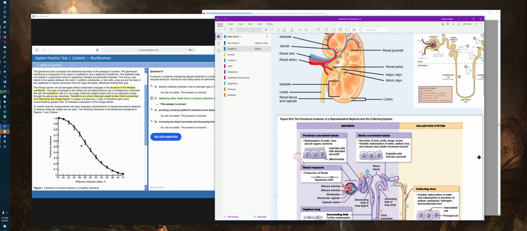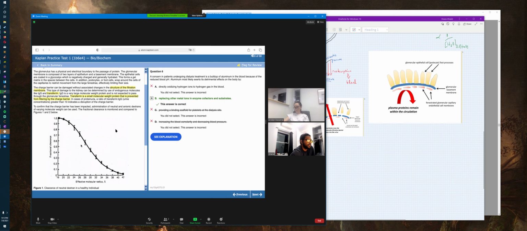Podocytes, I have that stuff in that one note as well. So, charge barrier damage can be determined without associated changes in the structure of the filtration membrane. This type of damage to the kidney can be determined by use of endogenous molecules. What's endogenous? I'm guessing it's coming from outside, but I could be wrong. Endo versus exo. Oh, endo's inside. Yep.